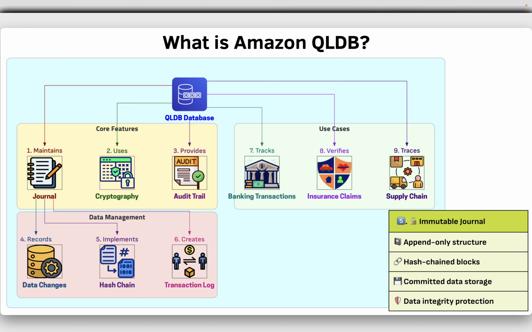QLDB employs an immutable transactional log known as a journal. This journal is append-only and is structured with a sequenced and hash-chained set of blocks, each containing your committed data. The append-only nature and cryptographic hashing ensure data integrity and prevent unintended alterations.